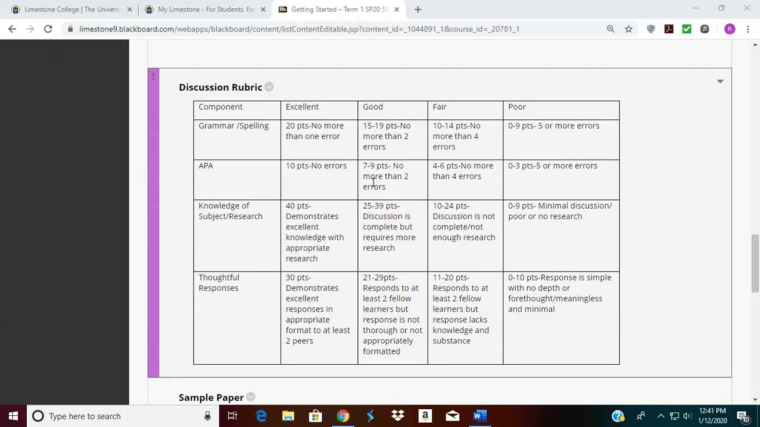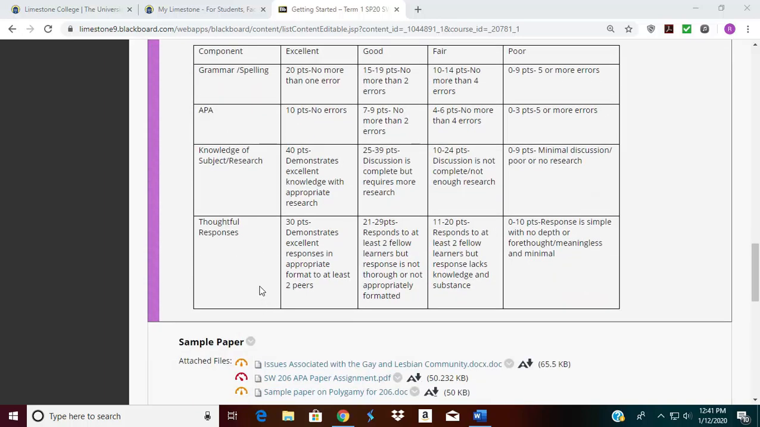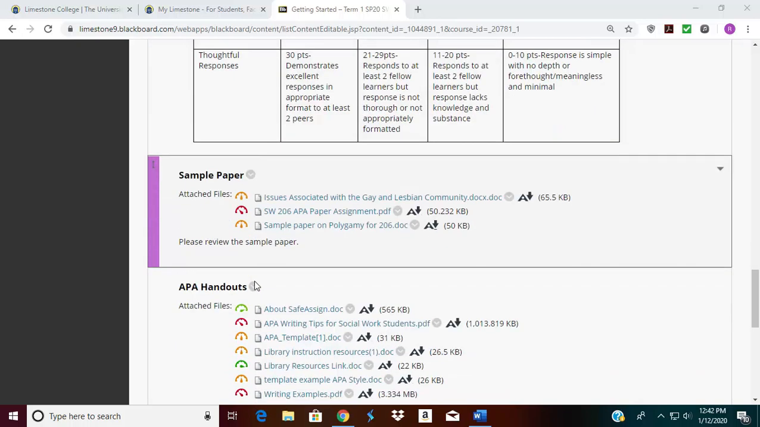Okay, on the Getting Started page, I also provide you with a discussion rubric. So it kind of gives you an idea of your spelling, grammar. You can lose points if you didn't follow APA and provide me with a reference. You can lose points. Your knowledge about the particular discussion or the topic is very important. You can lose points there, and thoughtful responses are very important also, because you took the time to respond to each of your peers. So again, you can lose points should you fail to actually address the discussion in this manner. So let's look at the next one.